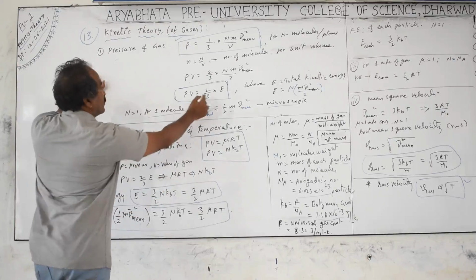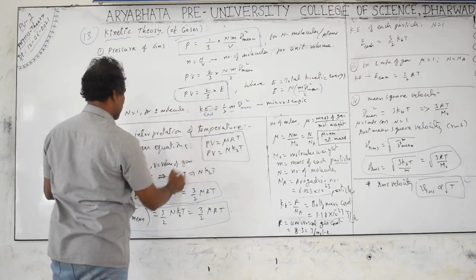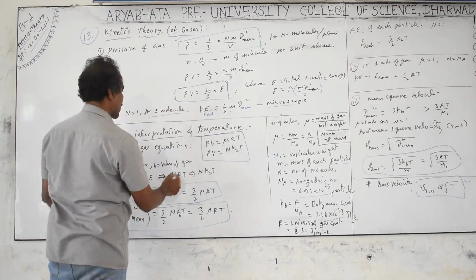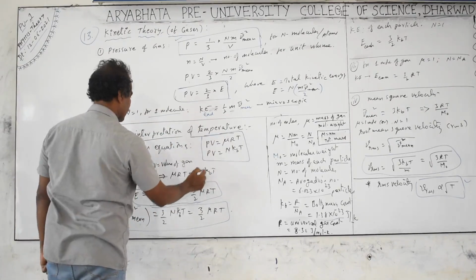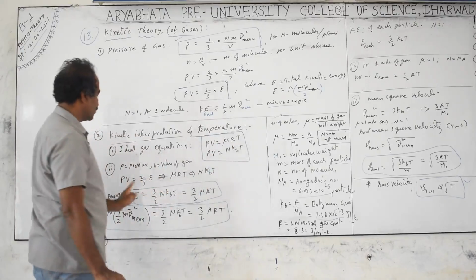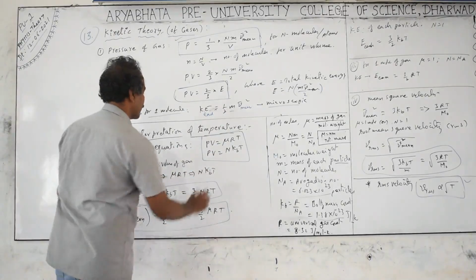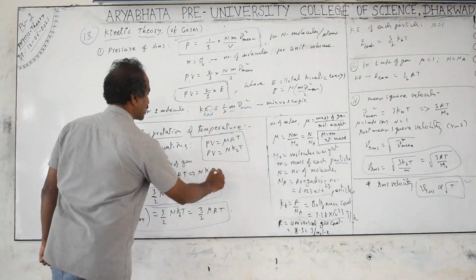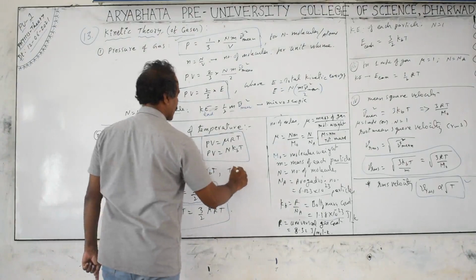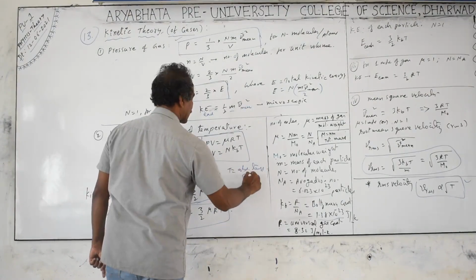PV equal to 2 by 3 into kinetic energy, we got this. So for PV we also have this equation, and we can replace this relationship. Wherever PV is there, we can replace it with mu RT or also NkT. For 1 mole, PV equal to RT. For 1 molecule, PV equal to kT. Capital T is the absolute temperature, which means you have to take it in the Kelvin scale.